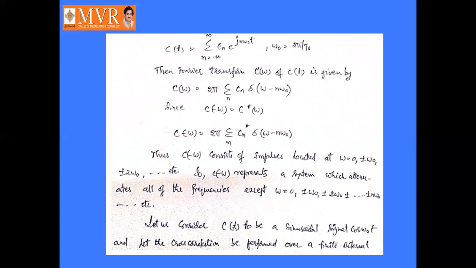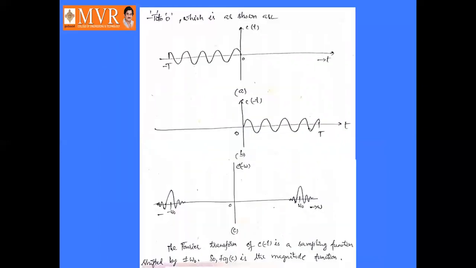Thus, C(minus omega) consists of impulses located at omega equal to 0, plus or minus omega naught, plus or minus 2 omega naught, etc. So C(minus omega) represents a system which attenuates all the frequencies except omega equal to 0, plus or minus omega naught, plus or minus 2 omega naught, up to plus or minus n omega naught. Now let us consider c(t) to be a sinusoidal signal cos omega naught t, and let the cross correlation be performed over a finite interval, minus T to minus T naught to 0, as shown for c(t) like this.